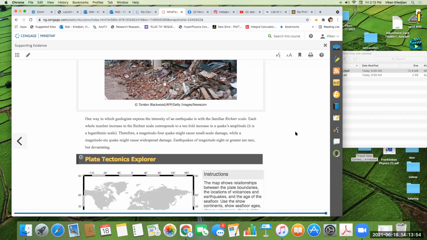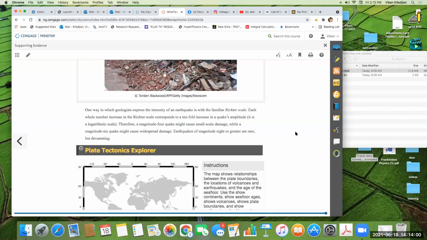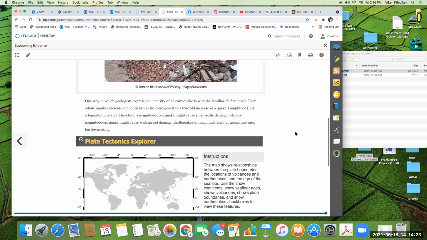One way in which geologists express the intensity of an earthquake is with the familiar Richter scale. Each whole number increase in the Richter scale corresponds to a tenfold increase in the quake's amplitude. It is a logarithmic scale. Therefore, a magnitude 4 quake might cause small scale damage, while a magnitude 6 quake might cause widespread damage. Earthquakes of magnitude 8 or greater are rare but devastating.